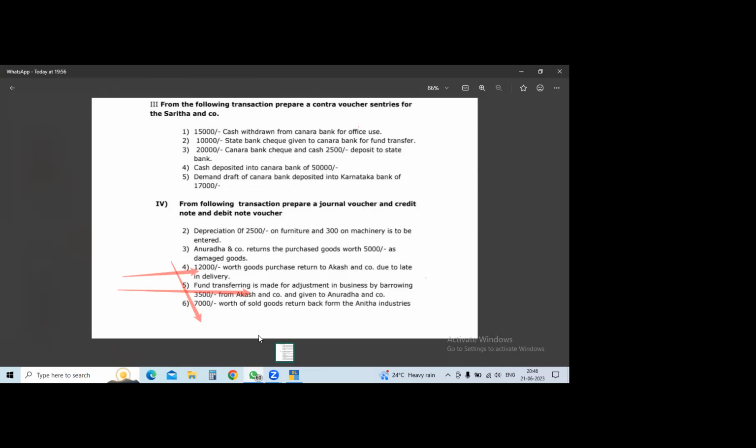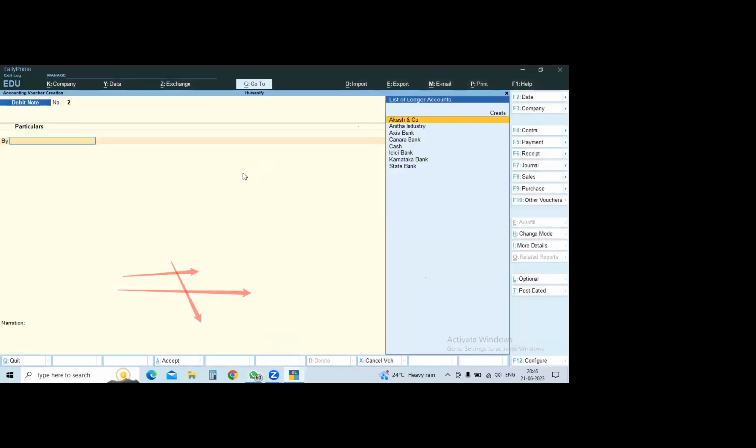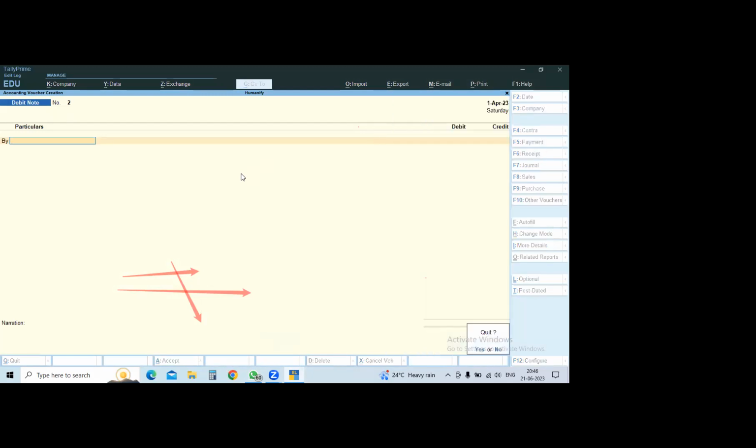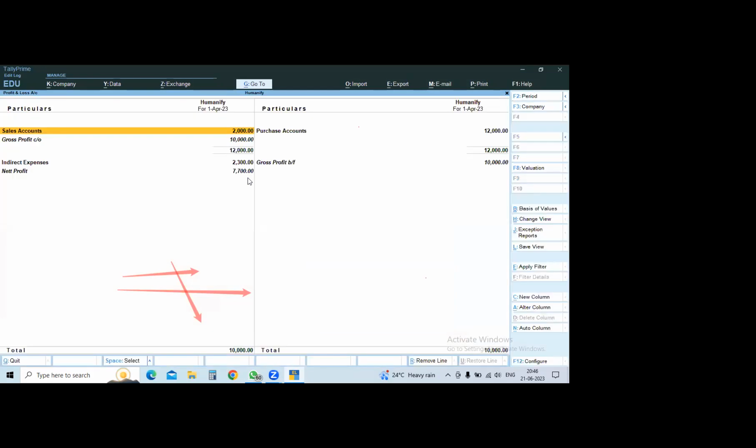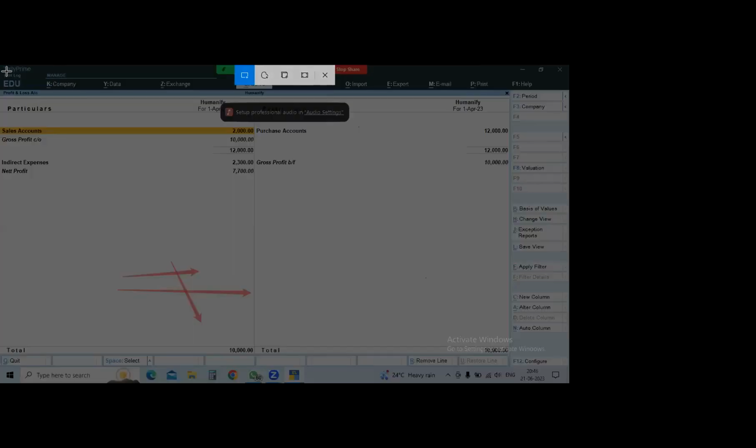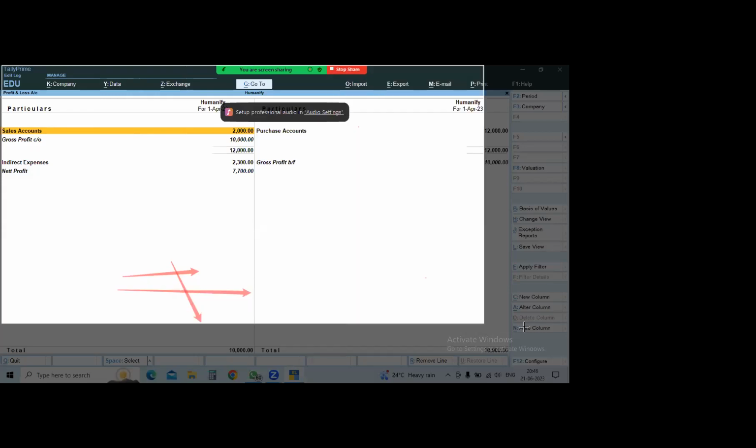After that, come back to the Tally screen. Back means you can press the Escape key from your keyboard. Here you go to profit and loss account. You take a screenshot of this one and send me. Again come back, go to balance sheet, take a screenshot and send me.